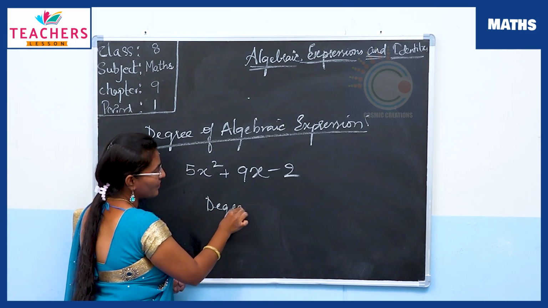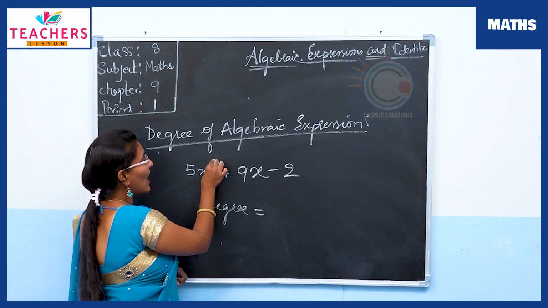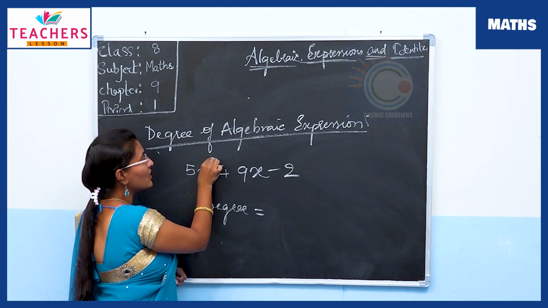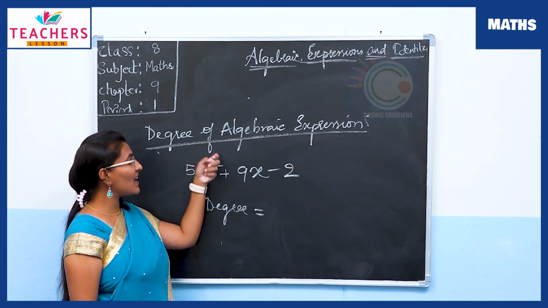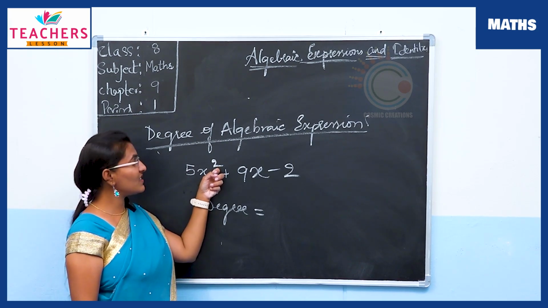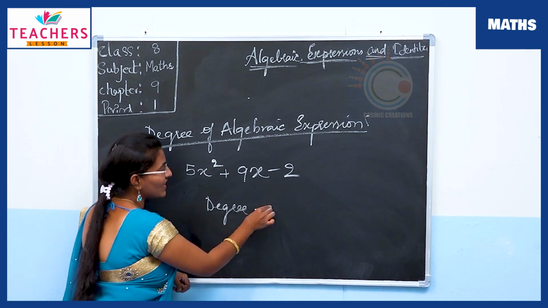What is the degree here? The degree is nothing but what? The highest value of the term. So here we have different terms, right? What is the highest value? Yes, that is 2. X square is the highest term, right? So obviously the degree is 2.